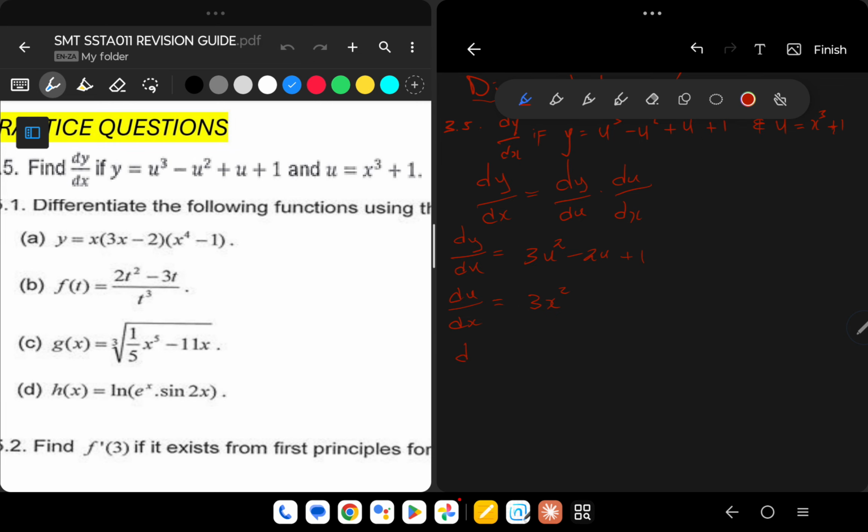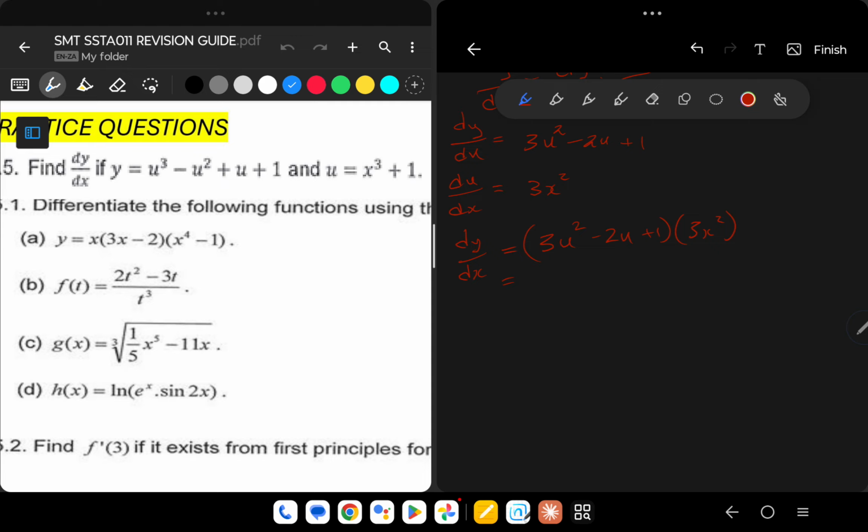This means now our dy over dx will just be equal to 3u squared minus 2u plus 1 multiplied by 3x squared. So what we have here, we'll have to remember our u. Now we know our u, that is x cubed plus 1. We will substitute our u here so that we can have the same variable throughout. So this means we're gonna have our 3x squared outside here, and then we'll have to substitute our u.